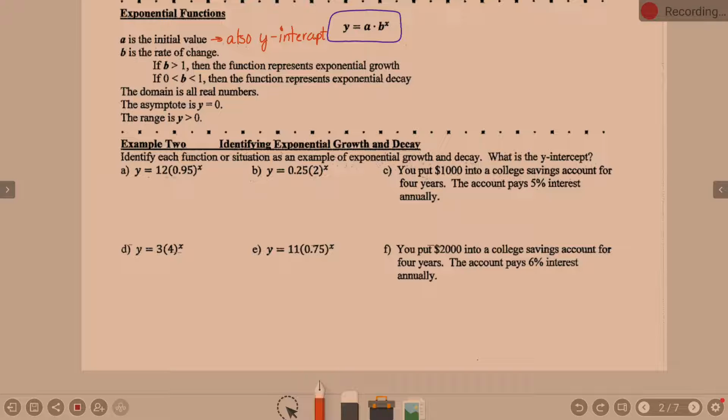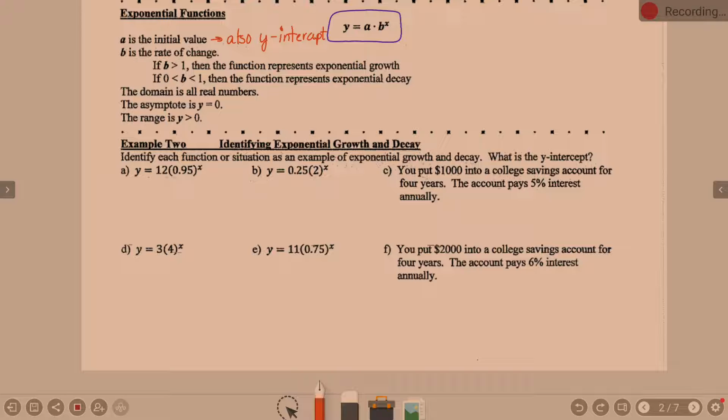B is the rate of change. So is this growing by 25%? Is it decaying by 12%? That B value is going to represent your rate of change. If that B value is greater than 1, then it represents growth. If you've got 1 point something, that's going to represent growth.